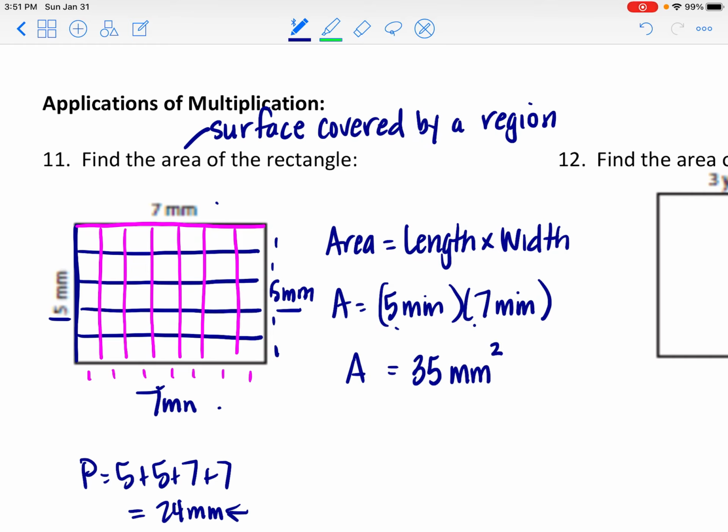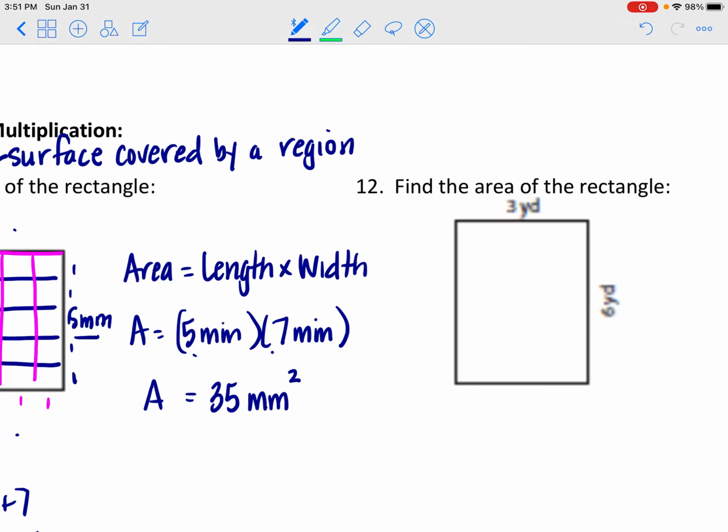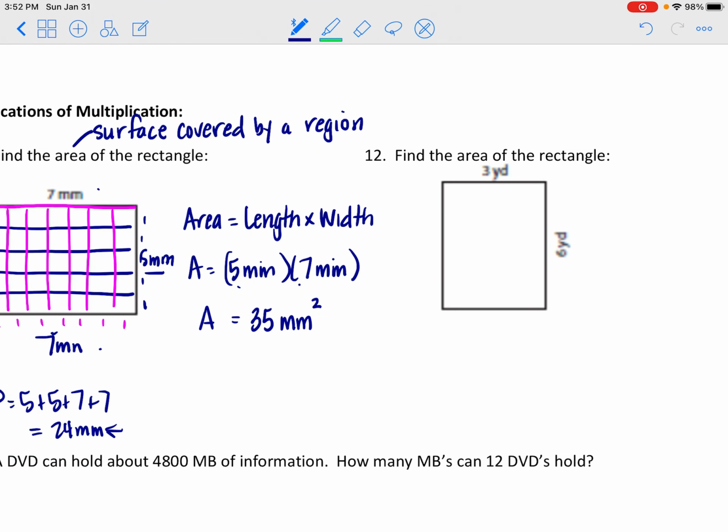Multiplying something by itself, that's squaring. We call that exponential notation. So I don't want to get too hung up on the units, because when you do your assignment in Canvas, you're not going to be incorporating any units in the answer anyway. But for perimeter, the units are whatever units are in our problem. We're just adding those together. Whereas if it's a multiplication problem, technically millimeters times millimeters is millimeters squared. Our units should be squared. So area is surface covered by a region, and our units are squared.